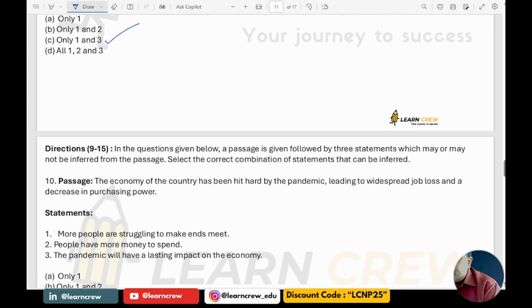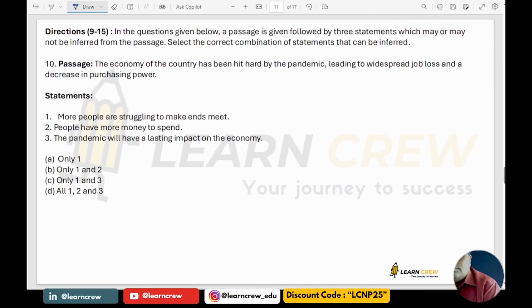Then the 10th question. This one is also based on a passage and inference. The economy of the country has been hit hard by the pandemic, leading to widespread job loss and decrease in purchasing power. So from this passage, which of the following statements can be inferred?